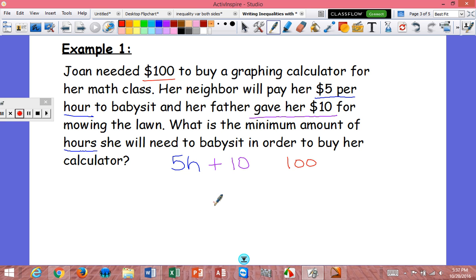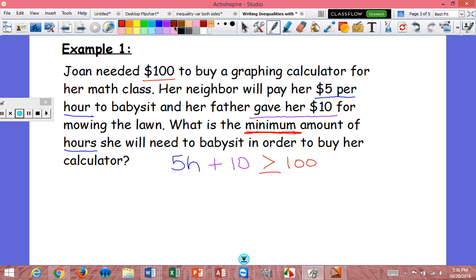Now we need to decide what our inequality symbol is. Well, she can't buy a calculator with less than 100. She could buy a calculator with more than 100. And it could be equal to 100. So she needs greater than or equal to $100 so that she can buy that calculator. So we're going to use the greater than or equal to sign. Also, we see minimum. So the minimum means the smallest amount she could use to buy that calculator is $100. So it's going to have to be $100 or more.